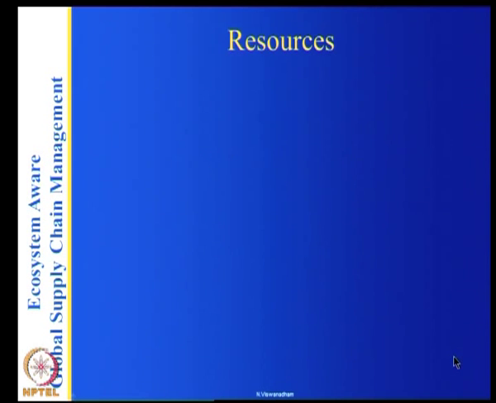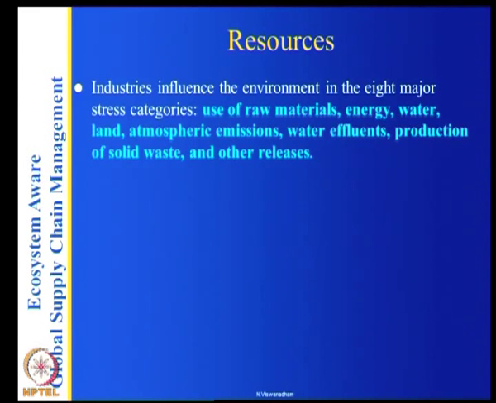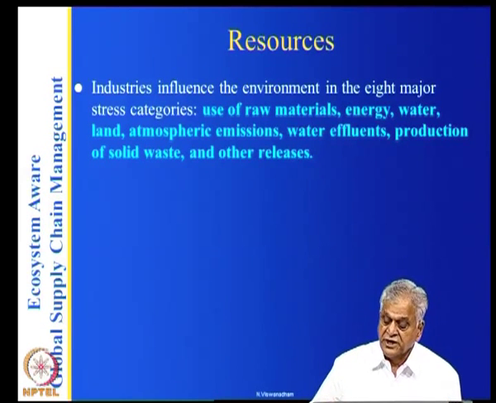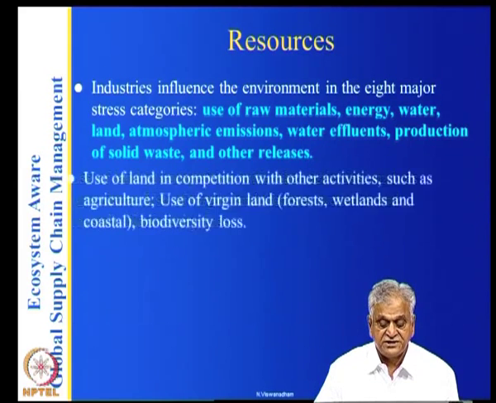So, let us look at the resources that are needed, which is a very important element. Industries influence the environment in 8 major stress categories. They use raw materials, energy, water, land, and generate atmospheric emissions, water effluents, production of solid waste and other releases. So, the resource usage is raw materials, energy, water and land. And in terms of pollutants, it is atmospheric emissions, water effluents, solid waste and other releases. So, there are 8 ways in which the industry influences the environment.